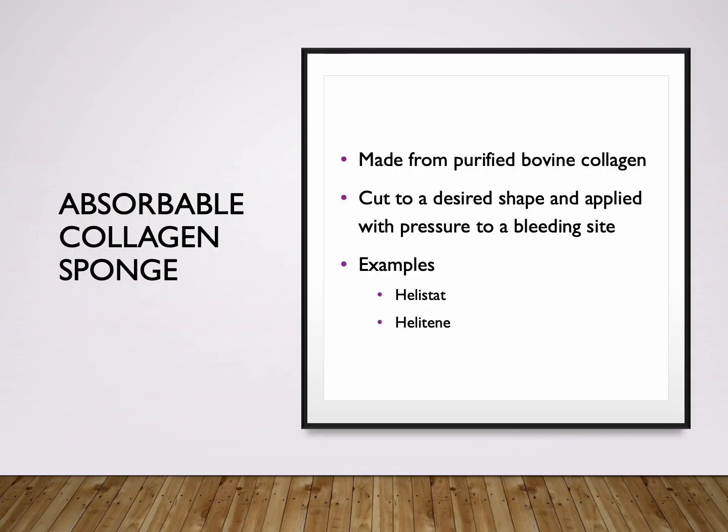So next on our list of coagulants is absorbable collagen sponge. And absorbable collagen sponge is made from purified bovine collagen. And remember, bovine means cow. So typically, the sponge is cut into a desired shape and it's going to be placed on the bleeding site. And in my experience, a lot of times the surgeon is going to want to cut it. So you're going to want to have the straight Mayo scissor or suture scissor ready for that.